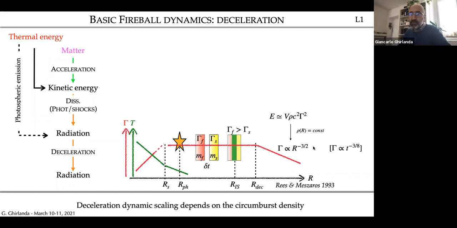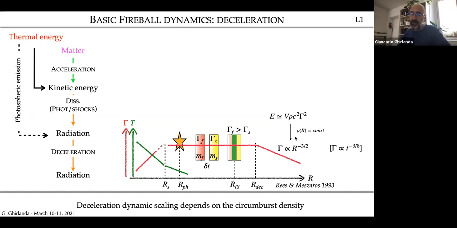And by taking the relation between time and radius, this corresponds to a decay as a function of time to the -3/8. I just want to make a note about the fact that this is valid if the density around the burst is constant. And I would say that this kind of assumption we can think is valid in general for short GRBs.